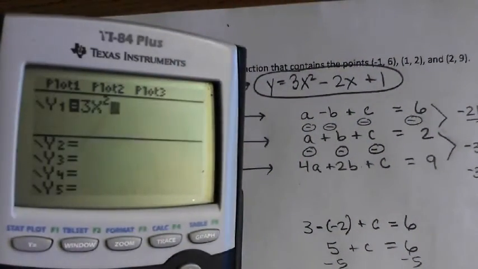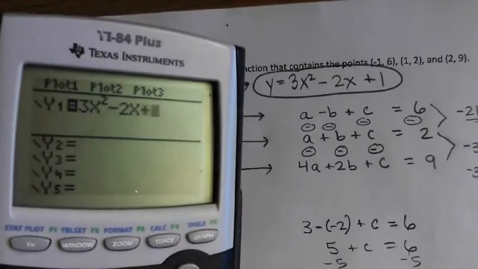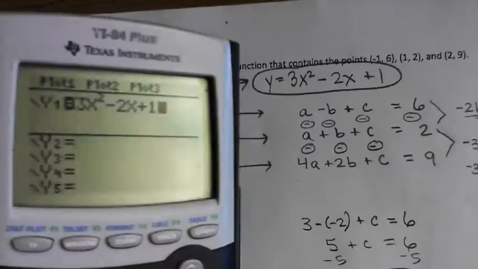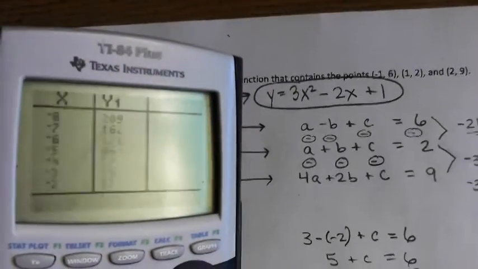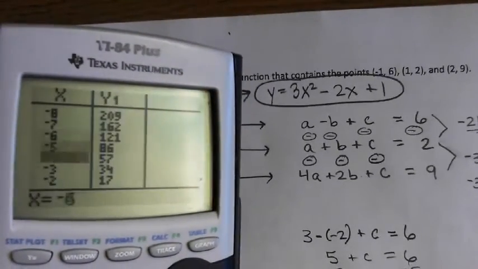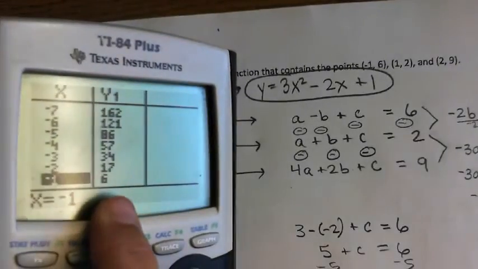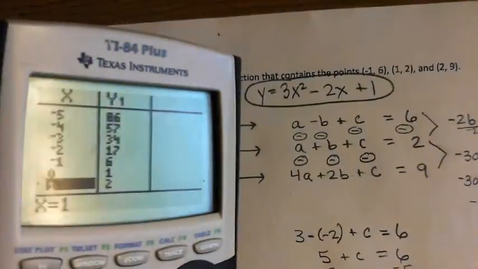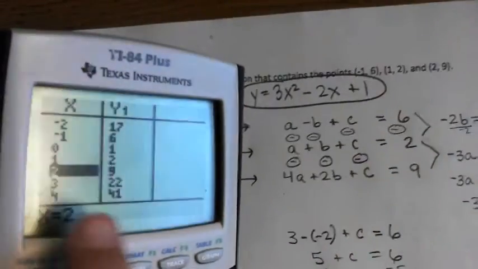And I will show you just for fun, really, so you can make the connection and really appreciate math as much as I do. I type in the function, I take a peek at the table, and you'll see those points on there. There's (-1, 6). There's (1, 2). And there's (2, 9).